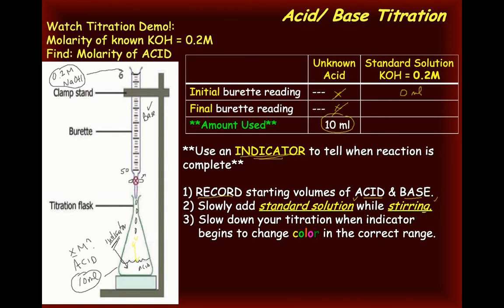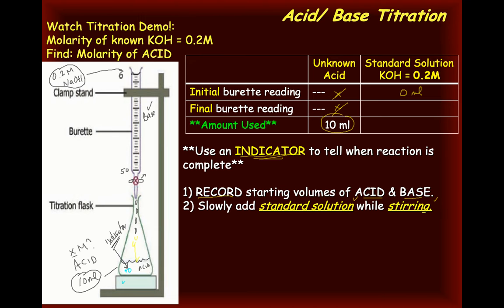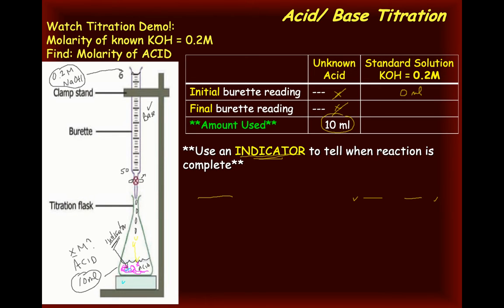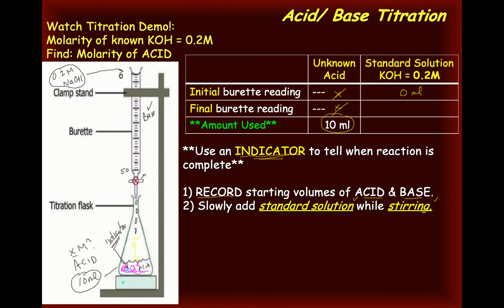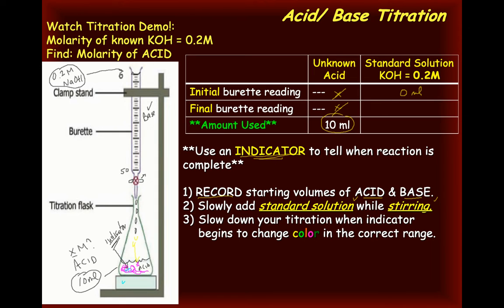Now, if I decided to use phenolphthalein, phenolphthalein is colorless in an acid, but when I hit the base, eventually this is going to turn magenta. And when that turns pink, I know I've hit my level. I know I'm good. So I'm going to record my starting values, slowly add the standard solution. Eventually, I'm going to slow down my titration until it begins to change color in the correct range. And then, boom, once it changes to this magenta color, I know I can stop reading.